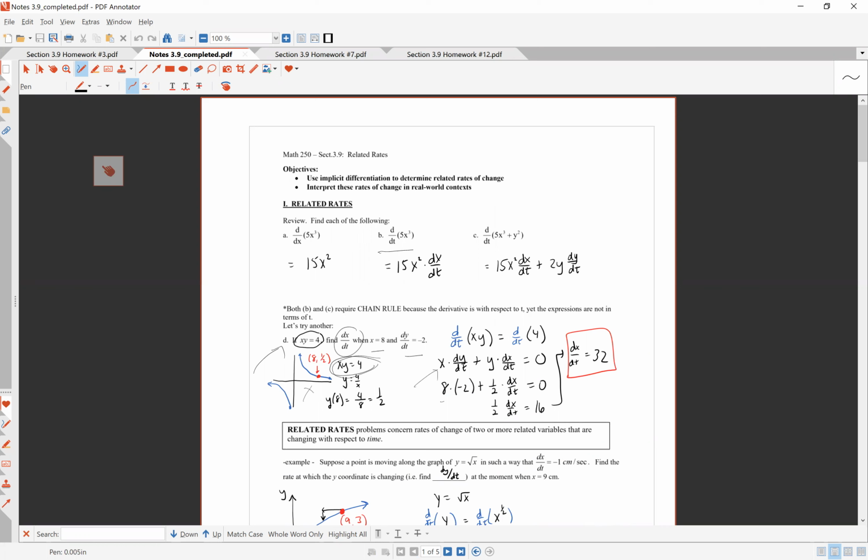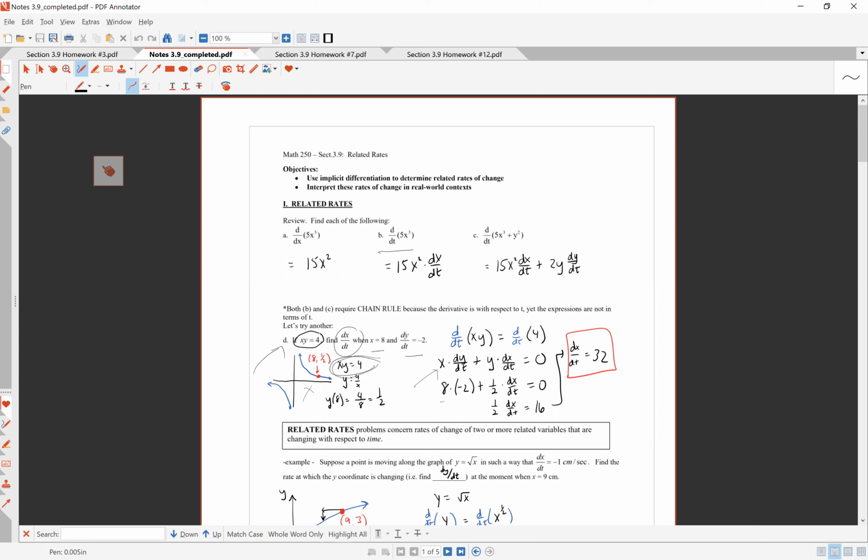So if we're told that the radius of a circle is increasing or decreasing at a given rate, at what rate is the area of the circle decreasing or increasing? Okay, so let's just quickly review implicit differentiation. Let's just look at B here.